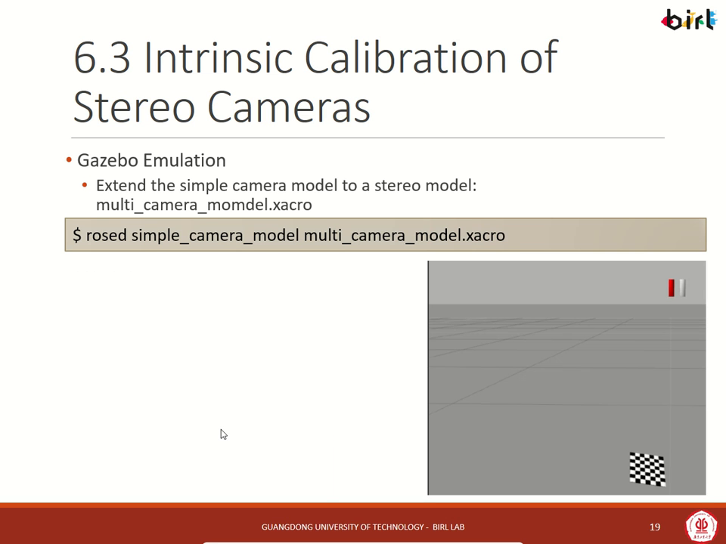Okay, so in Gazebo we can extend the simple camera model to a stereo model by including one more camera. Let's look at that file. It's called multicam.model.sacro.